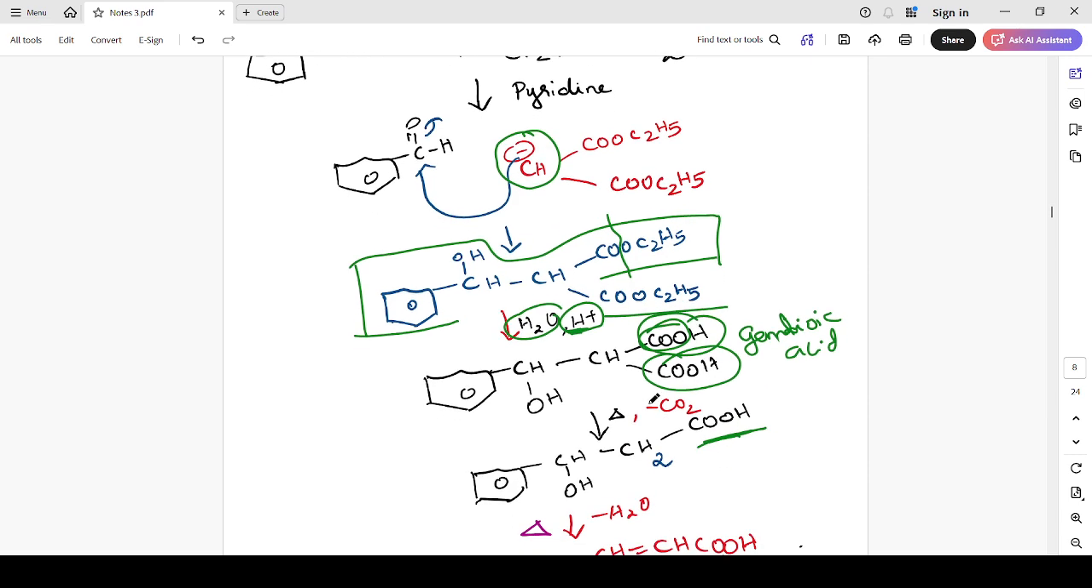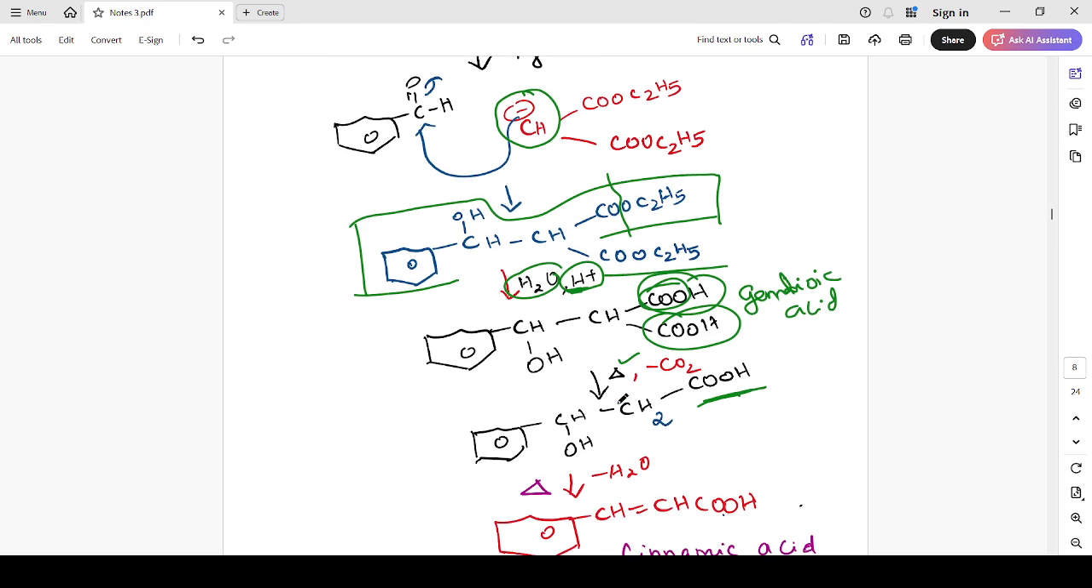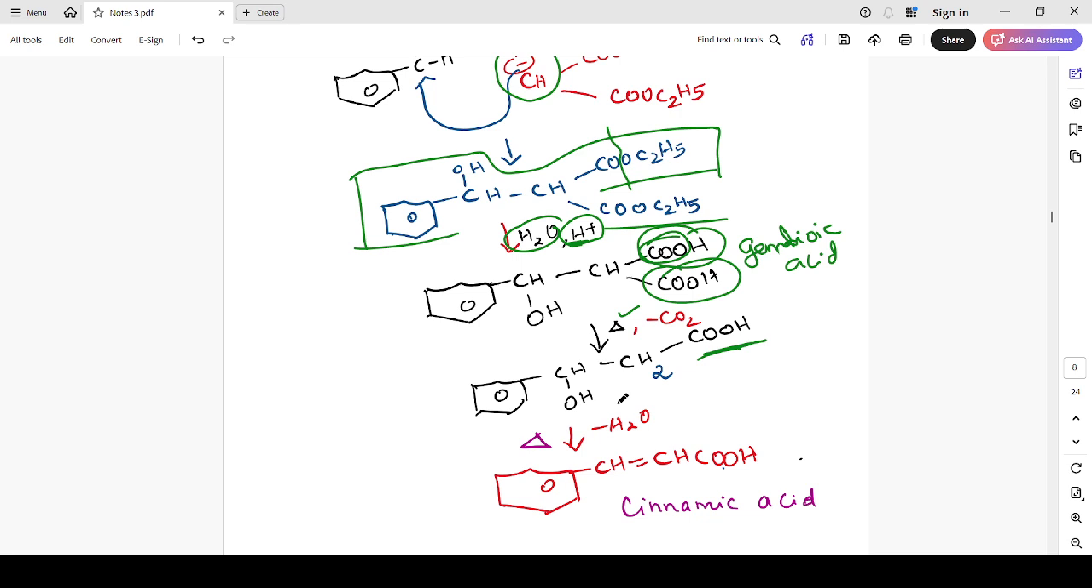Now the next step, you heat it. Carbon dioxide is removed in the previous step itself. Again, you heat it, where you will form alpha beta unsaturated acid. This is again cinnamic acid.